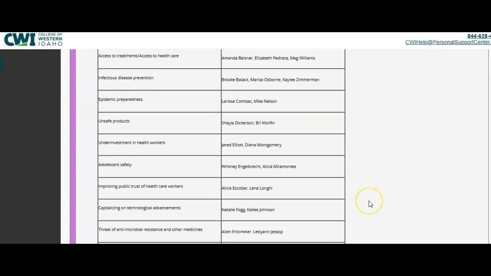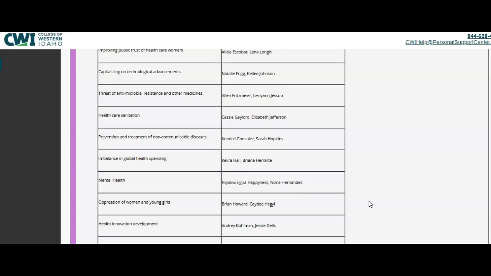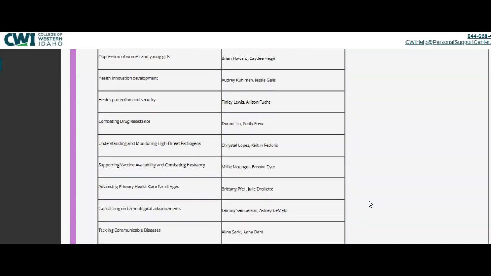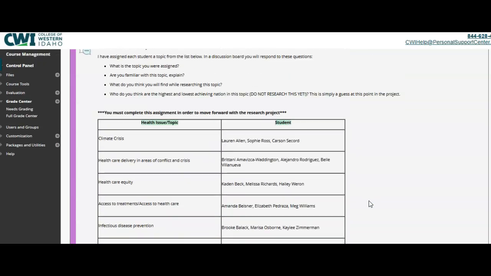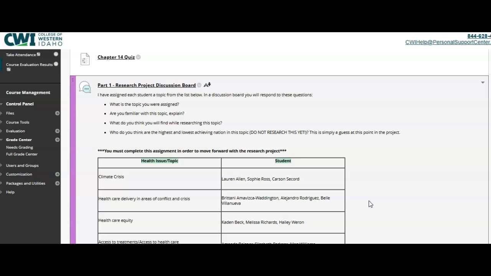Everybody should be assigned. You'll go through and find your name and which topic you have been assigned. If you do not find your name, please let me know. I would recommend doing this sooner rather than later because this is going to be your topic over the next few weeks. So you'll need to identify what the topic is you were assigned. Are you familiar with the topic? And explain why if yes or why if not.